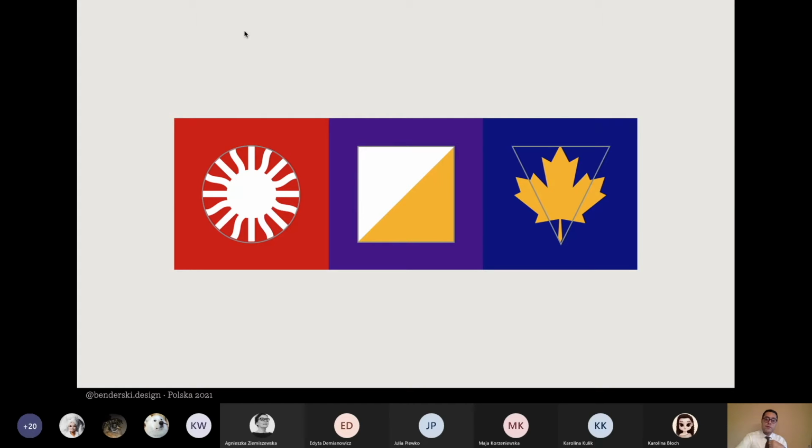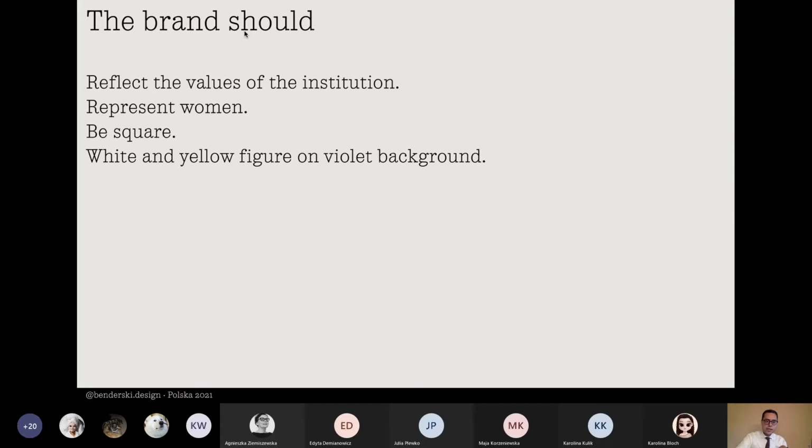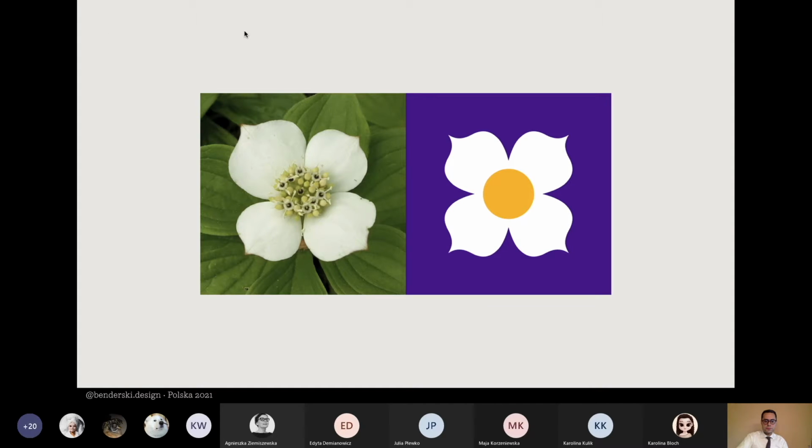So this is like a recipe that I make. Before starting to sketch, I ask a lot of questions, I do a lot of thinking about what I need. So this is the recipe that I made. The brand should reflect the values of the institution. The brand should represent women. The brand should be square, and the brand should be white and yellow on a violet background.